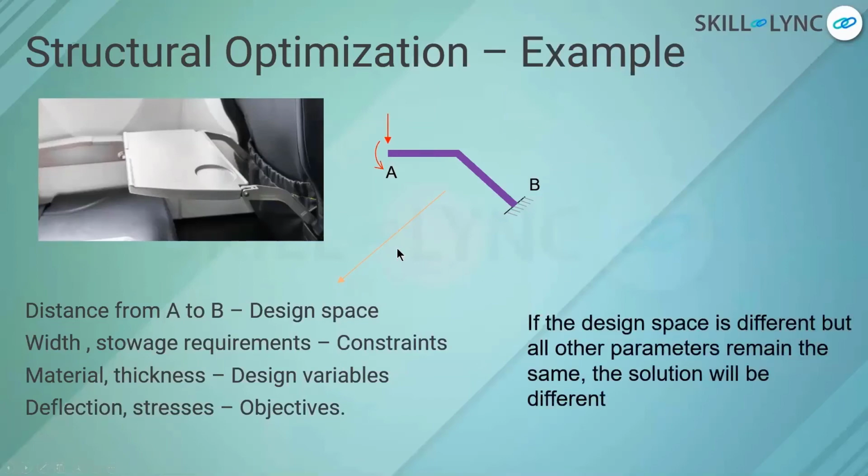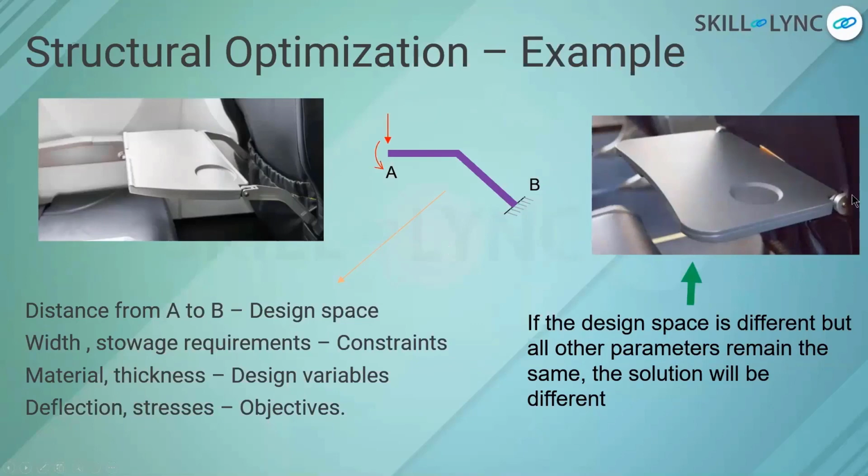So for this particular problem, if the design space is different, but all of the parameters remain the same, then the solution can be different. What do I mean by that? If my design space, which is the distance between A and B, is not this much, for example, but is different, then I could end up with a slightly different product. So depending upon the design space and obviously other variables as well, your product design or recommendation will be different.